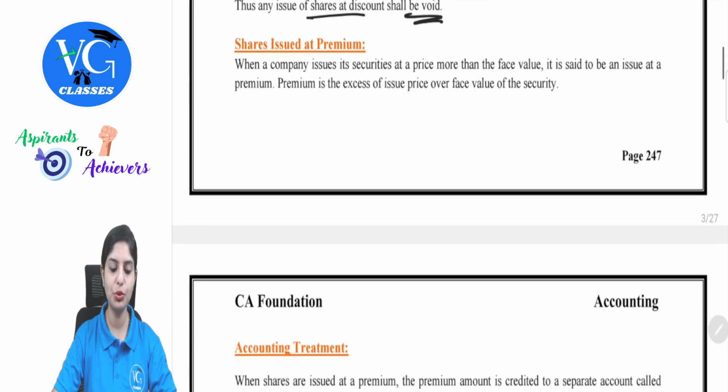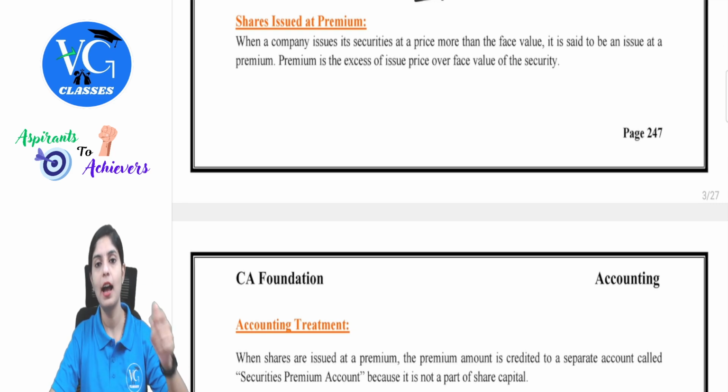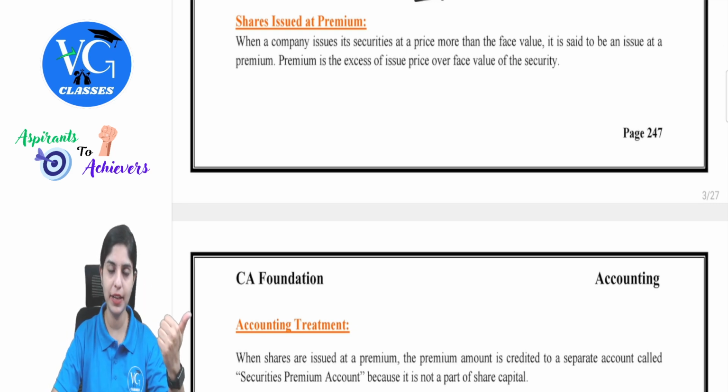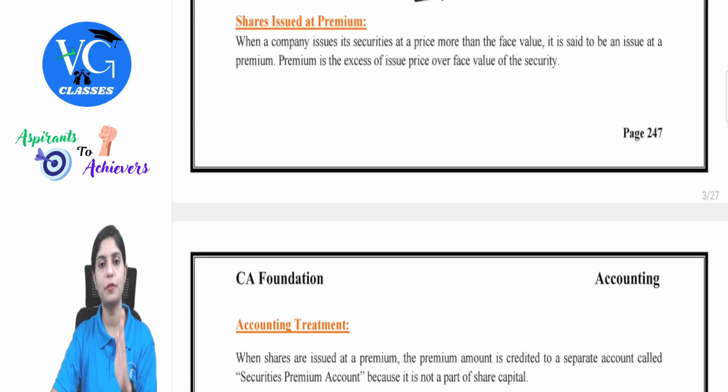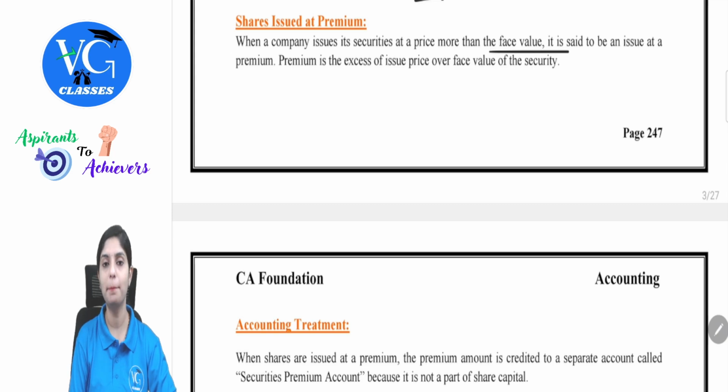Next, shares issued at premium. Now, what we are going to discuss is with respect to issue price. Understand one thing, on one side there is a face value, which is nothing but the base price of a share. Shares can be issued either at par or at premium because discount is anyway prohibited. We are going to understand shares issued at premium. When a company issues its securities at a price more than the face value, it is said to be an issue at a premium because we are getting an extra amount. Premium is the excess of issue price over face value of the security.